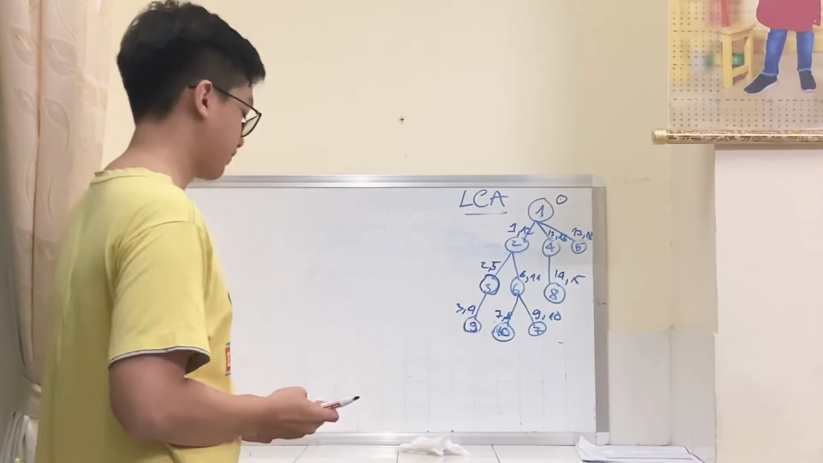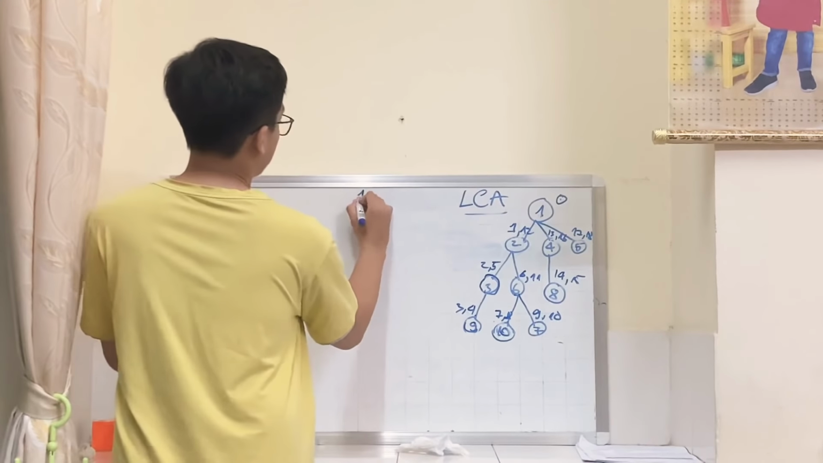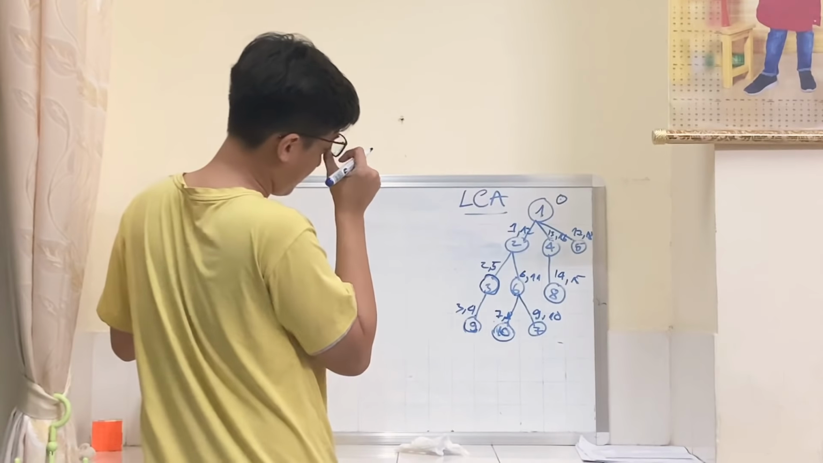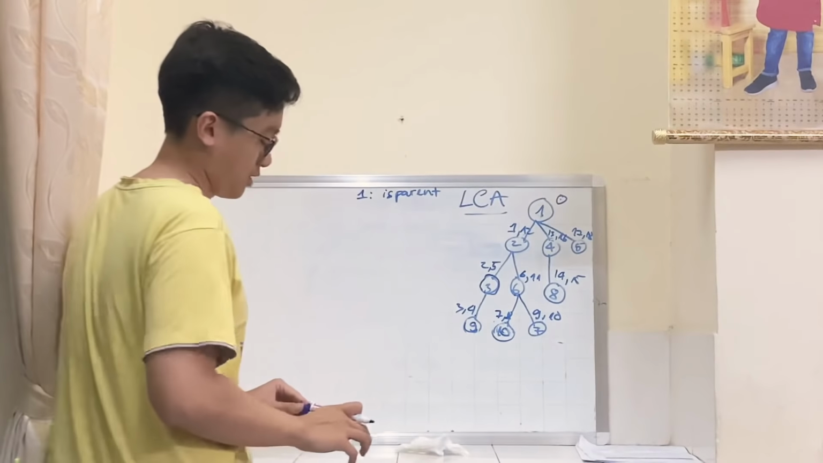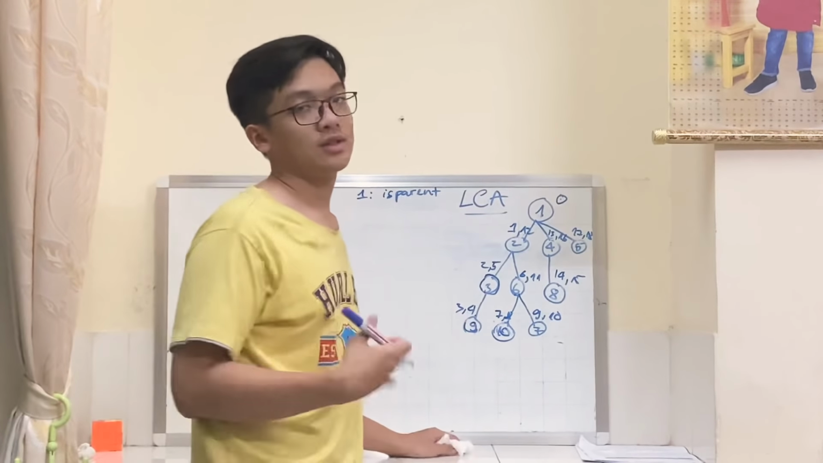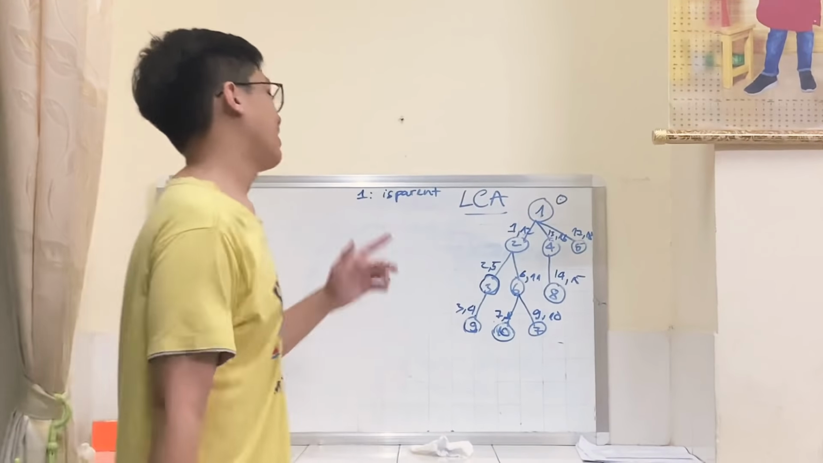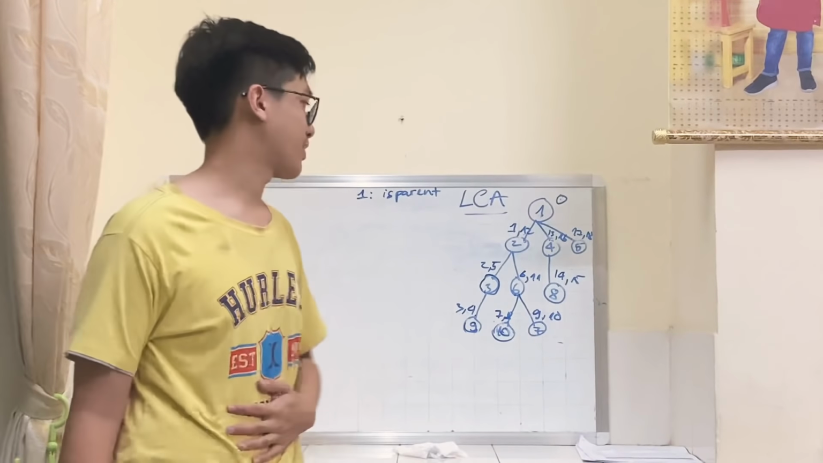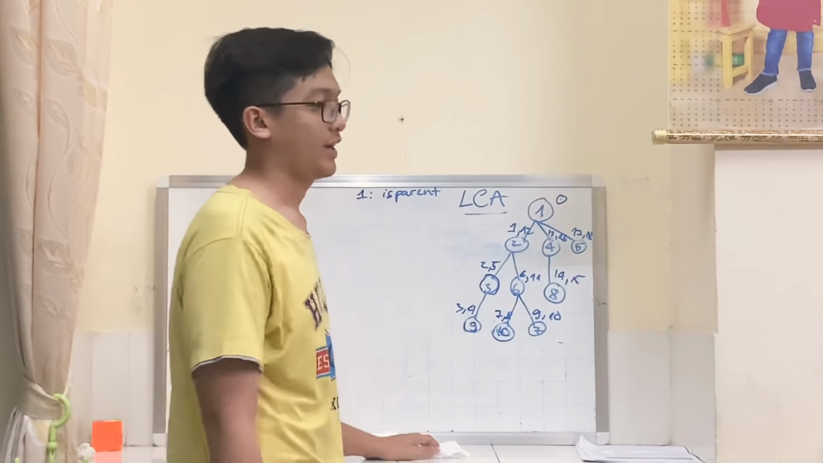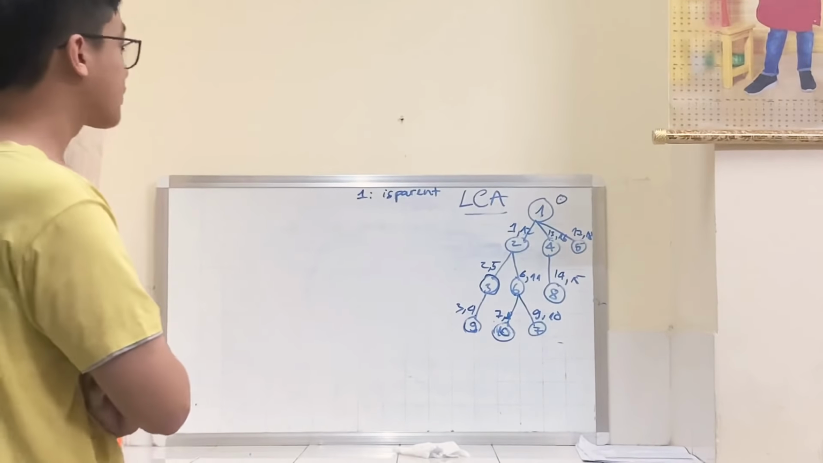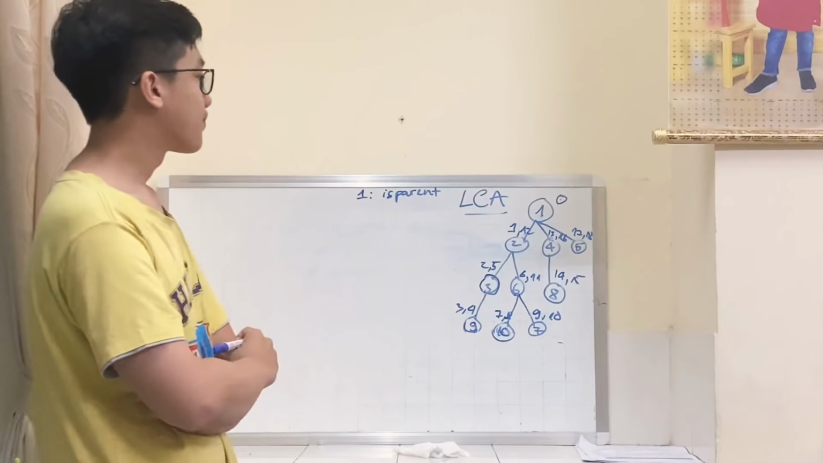First step is determining is_parent. For me, node 2 is a parent of node 9. Actually, node 2 is an ancestor of node 9, but I prefer calling it a parent. Okay, moving on to the next step.